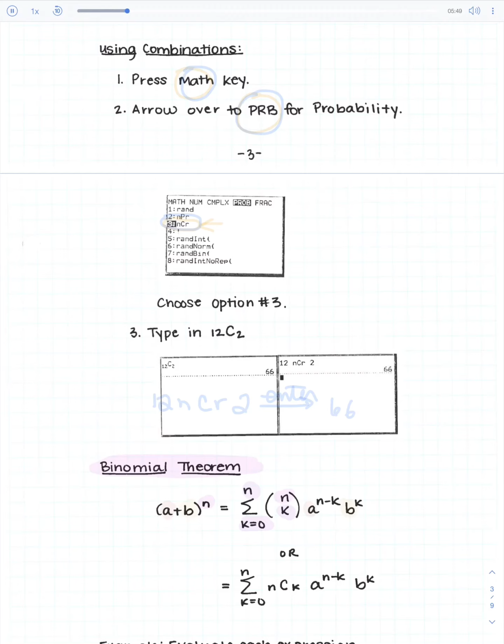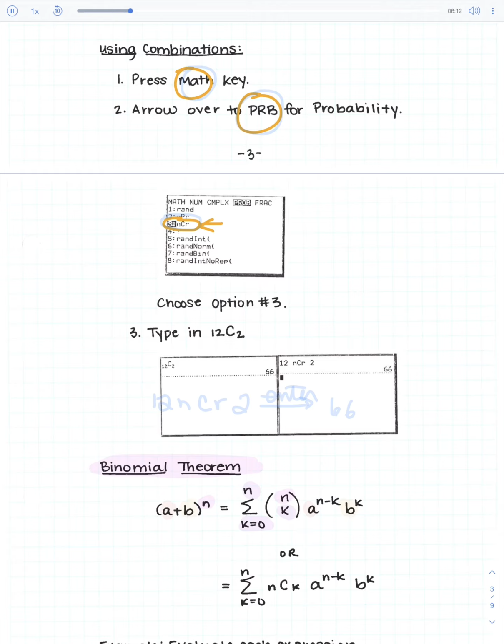So you can either use the formula or you can, let's continue. The easiest way is to have the calculator do the combinations for you. There is a C button on your graphing calculator, and it looks like this. You'd hit the math key first, go over to probability, and notice it's the third option, nCr.